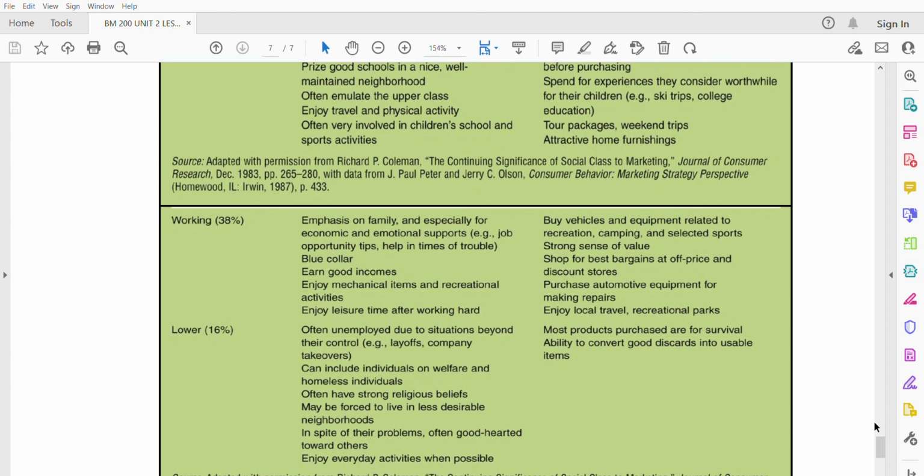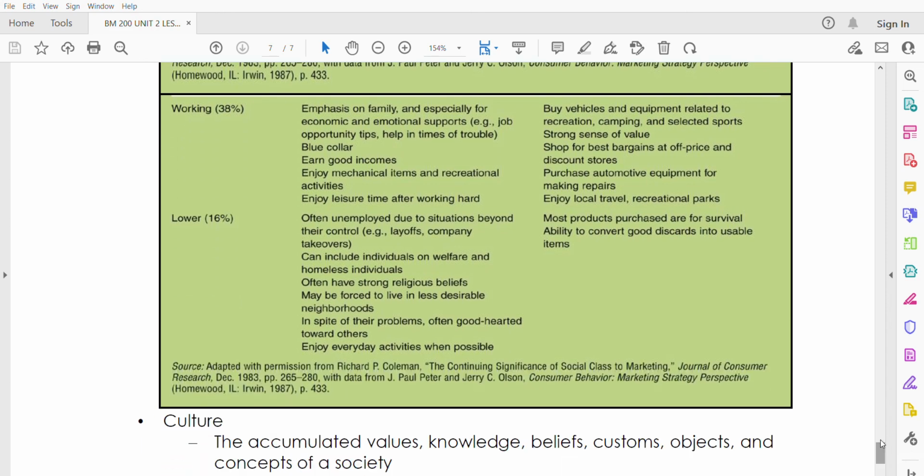So, ang sa lower class pod, they are the unemployed due to situations beyond their control like company takeovers, layoffs, or recession. Can include individuals on welfare and homeless individuals. So, kanang mga nasa dalan nga walay tarong nga balay, mga street children or street people that do not have their own living areas, nasa lower class sila.